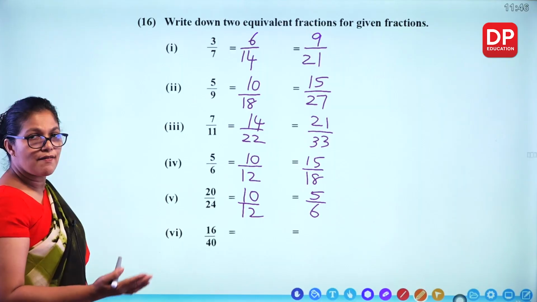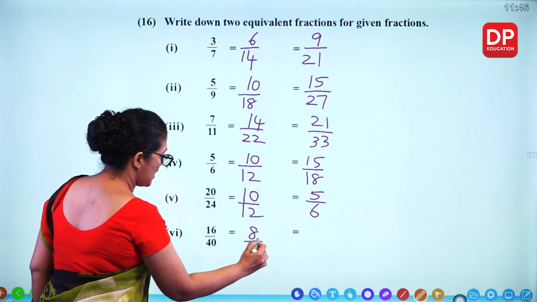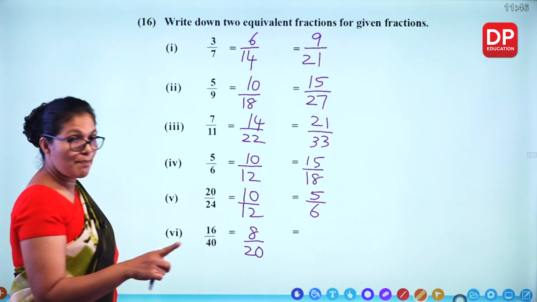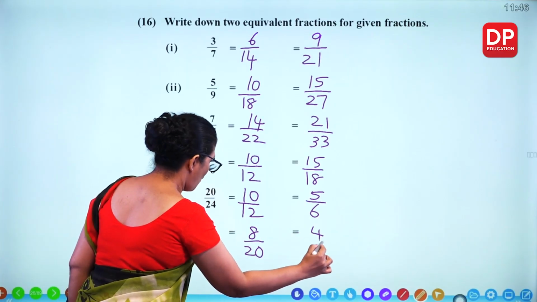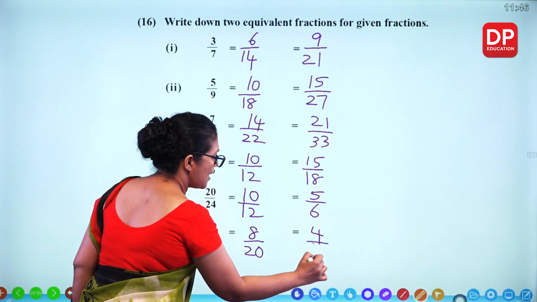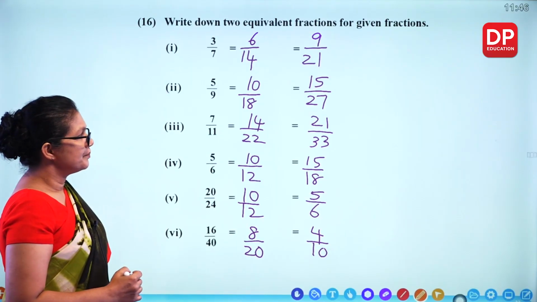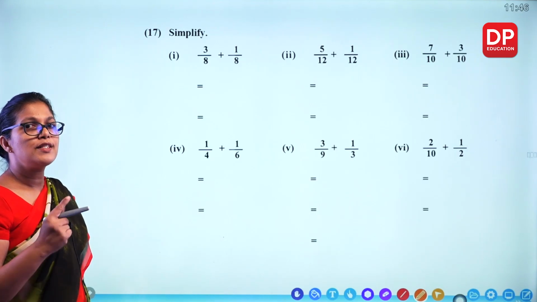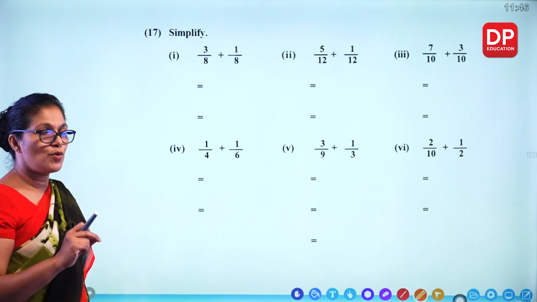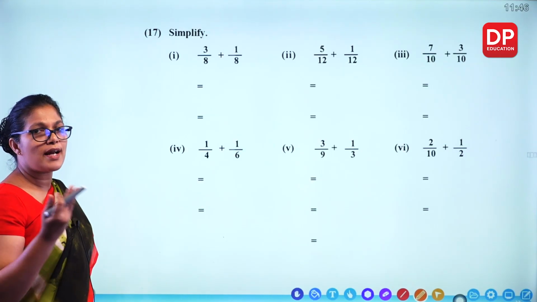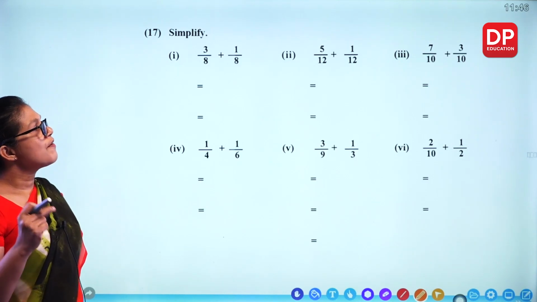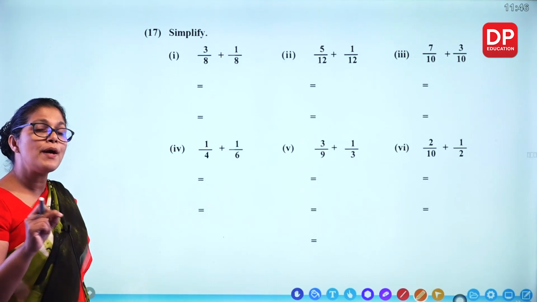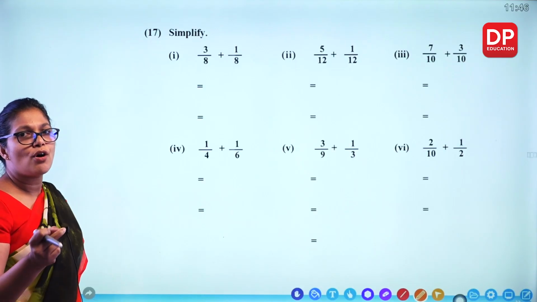This one also you can divide by 2. 8 and 20. Divide by 4, you get 4 and 10. Simplify. That means here addition is given, so make sure that the denominators are equal. If those are equal, just add or subtract the numerators. If it's different, find the lowest common multiple and do add or subtraction.